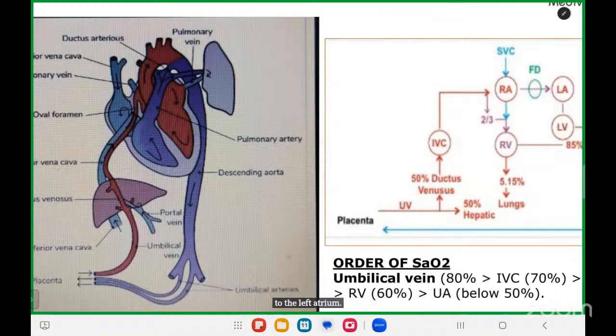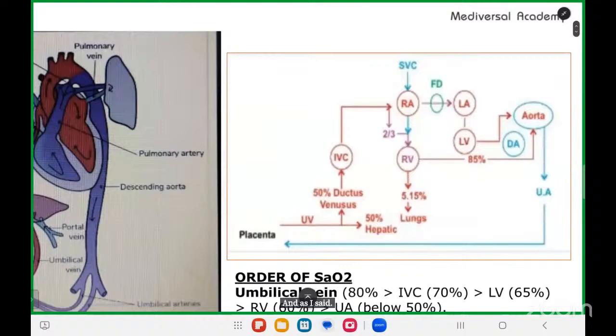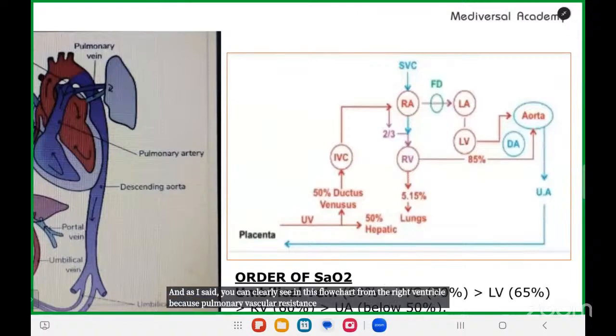2/3 of the blood will move from right atrium to the right ventricle, and as I said, you can clearly see in this flowchart from the right ventricle, because pulmonary vascular resistance is very, very high in a fetus. As I said, lungs do not take part in oxygenation. Only 5 to 15% of the blood will reach the lungs, whereas 85% of the blood will be shunted at another place. This is the third shunt that I'm talking of.